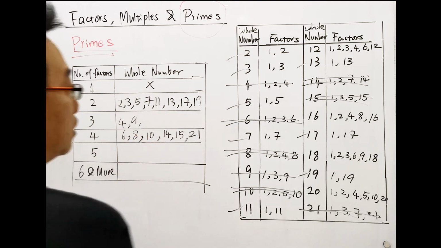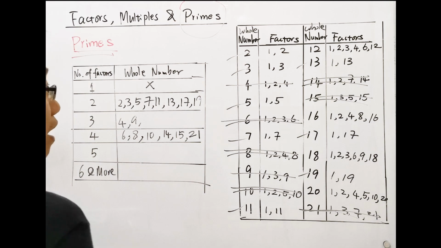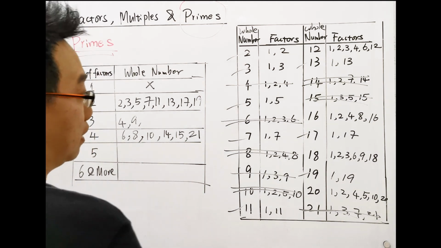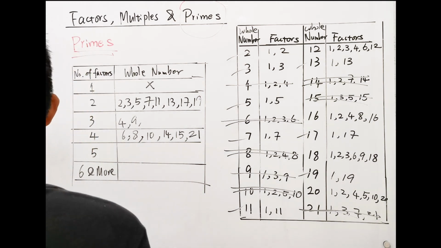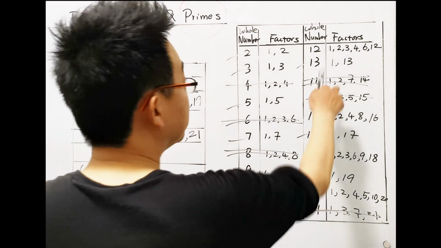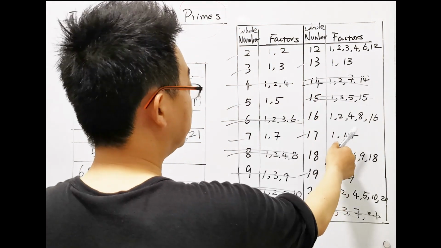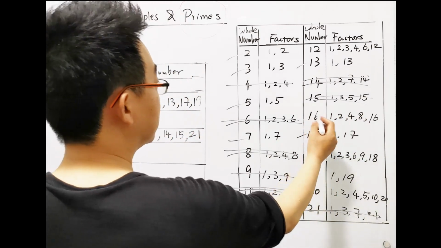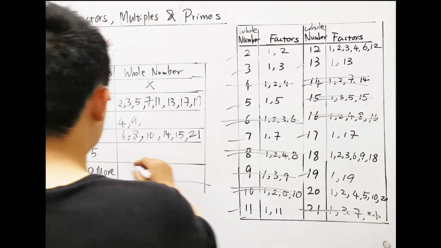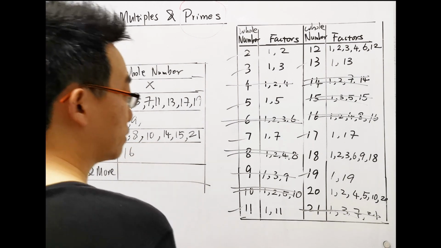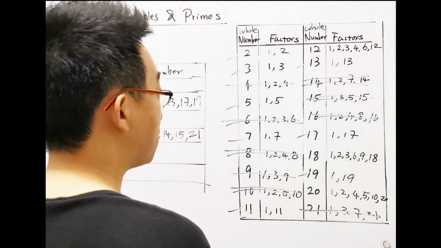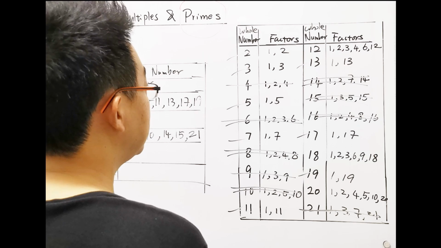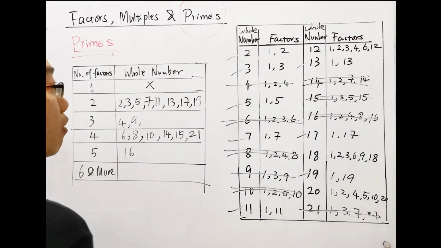Okay, so let's look at 5 factors. What numbers have 5 factors? Do we have one? 1, 2, 3, 4, 5. Okay, 16, right? 16 we have 5 factors, right? What else? No, only 16, right? Yes, okay.